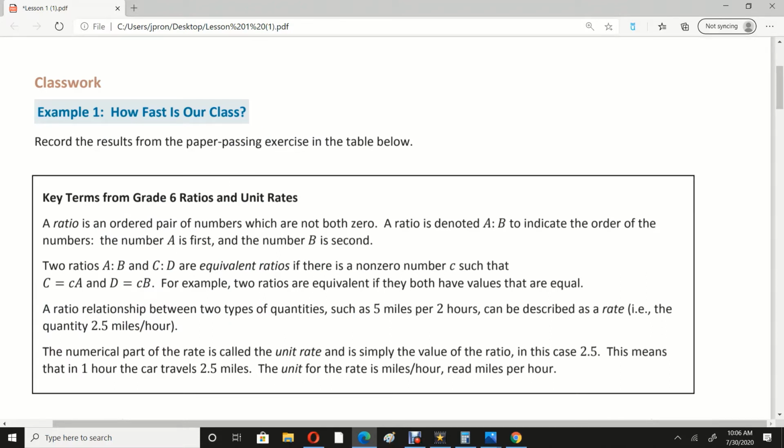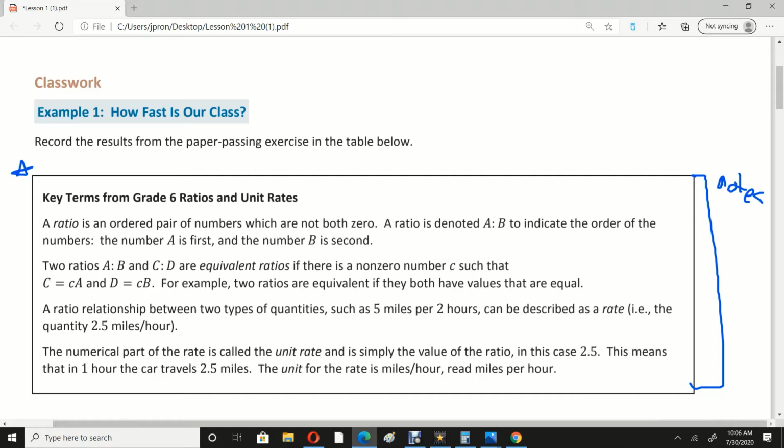Come back up to the top of the page here, and we're going to look at these key terms from 6th grade. We definitely talked about these last year, but these are just a review. You are going to need to get some notes for this, but I'm going to condense these for you. You don't need to write these down right now. We're just going to review this before we start the lesson.